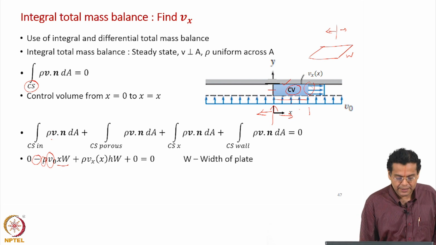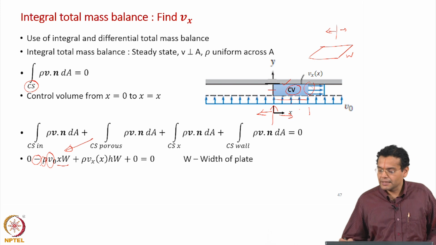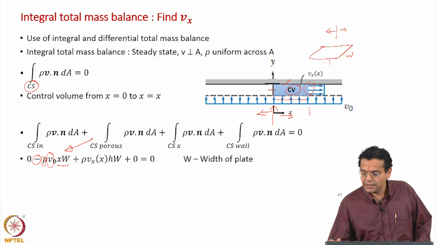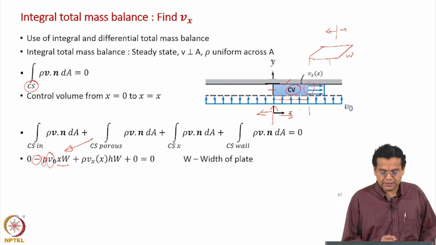Let me repeat again, this term is 0. What we are writing here corresponds to this porous wall: negative because inflow, magnitude of velocity is v naught, density as such, and the area is up to x and then extending w in the other direction. So, we have x into w as the area.